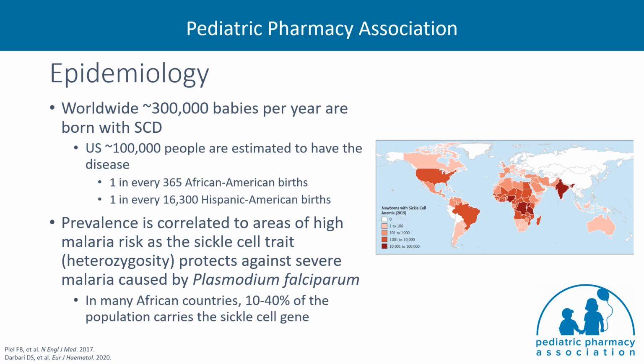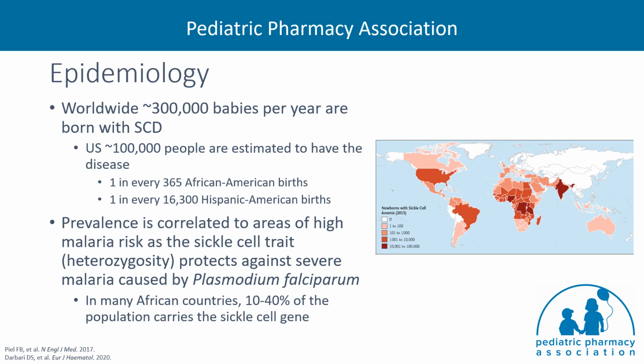The prevalence is correlated to areas of high malaria risk, as the sickle cell trait, so patients who are heterozygous for sickle cell, protects against severe malaria caused by Plasmodium falciparum. And you can really see that in the map on the right here. So in many African countries, about 10 to 40% of the population can carry a sickle cell gene. And obviously, if 2 parents were to have that same gene, their child would be at much higher risk for developing sickle cell disease.